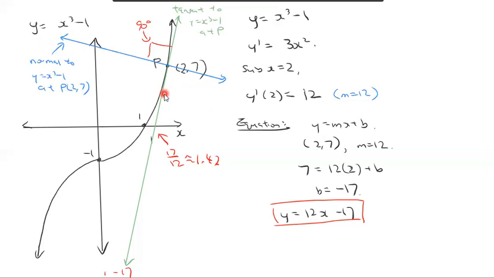Do we have a point? Yes. Do we have the gradient? Yes. How do we get the gradient for the normal? You use the negative reciprocal. Exactly. Yeah, that's what it's called.